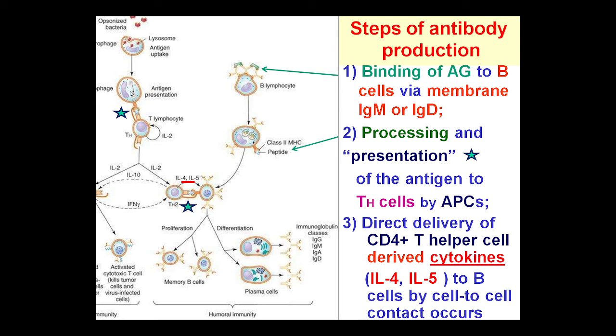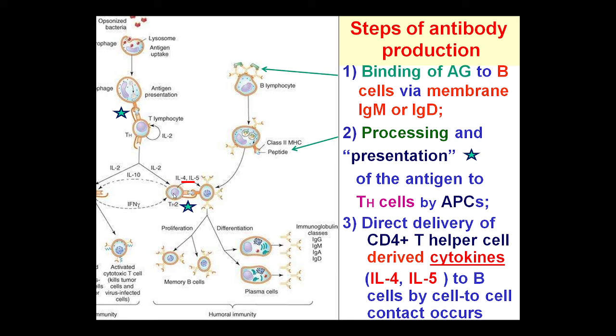In a parallel line, antigen presented by dendritic cells and macrophages may be presented to the T helper precursors of T helpers type 1. Between these helpers occurs a struggle for enhancing of their own clone. Third, direct delivery of CD4 T helper cell derived cytokines, interleukin 4 and 5.